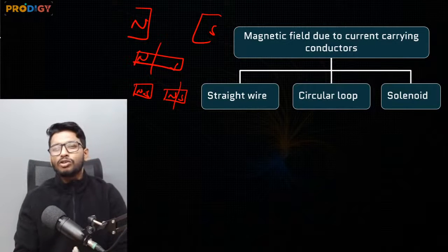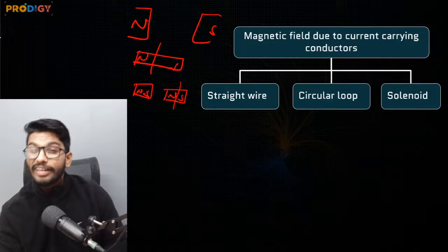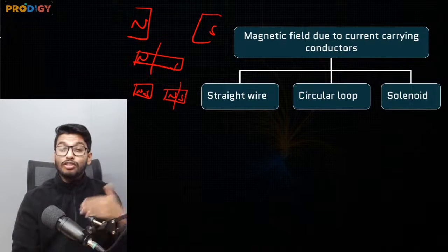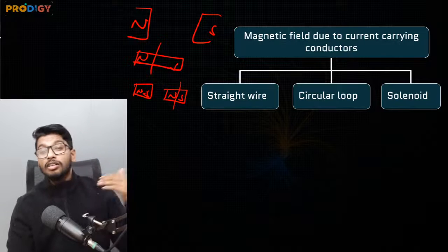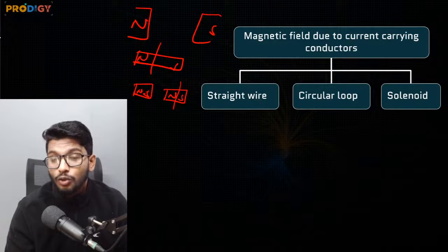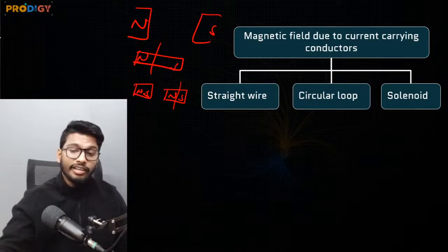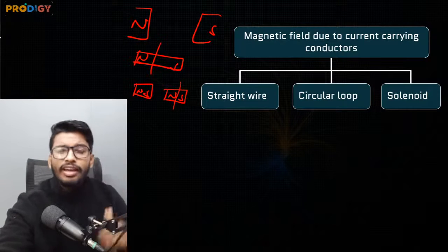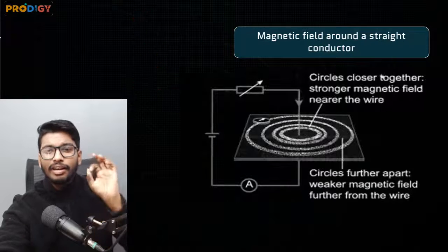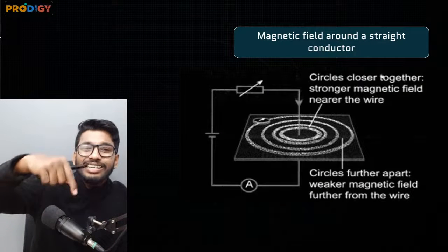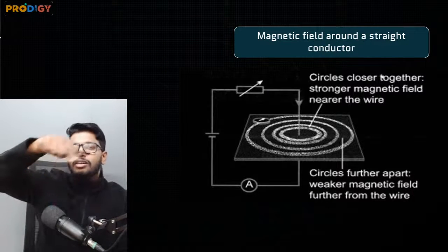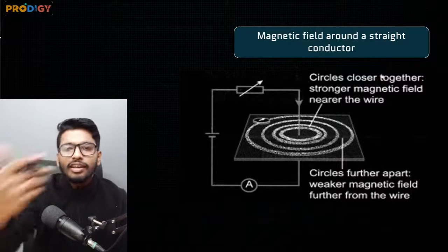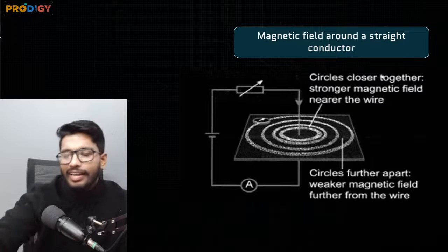Apart from this, people, we also learned about the magnetic field lines around current carrying conductors. We talked about three different current carrying conductors: a straight line current carrying conductor, a circular loop current carrying conductor, and a solenoid as well. Now, in a straight current carrying conductor, the magnetic field is very simple, very straightforward. If you have a straight current carrying conductor, the magnetic field lines are basically concentric circles. You have one circle after another. This is what the magnetic field lines look like for a straight current carrying conductor.